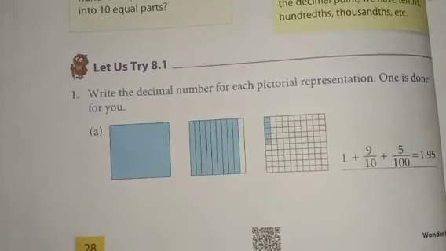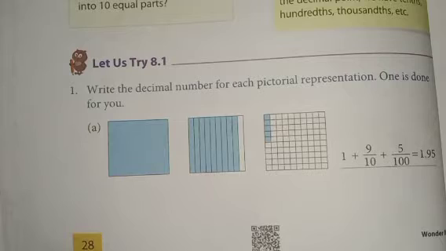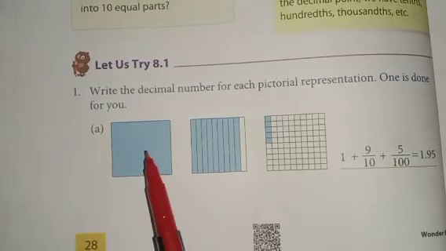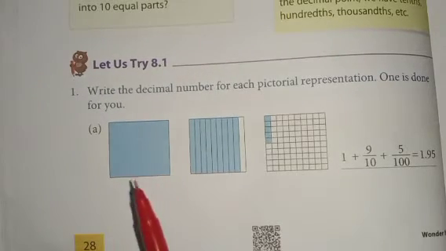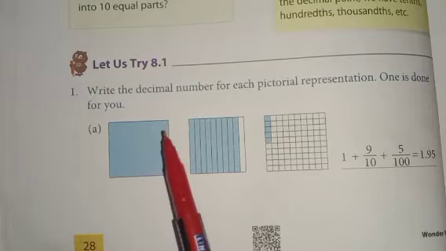We can do textbook activities, page number 28. Write the decimal number of each pictorial representation. One is done for you. So here, you already studied how to write the fraction. So this is the whole part. This is fully shaded.